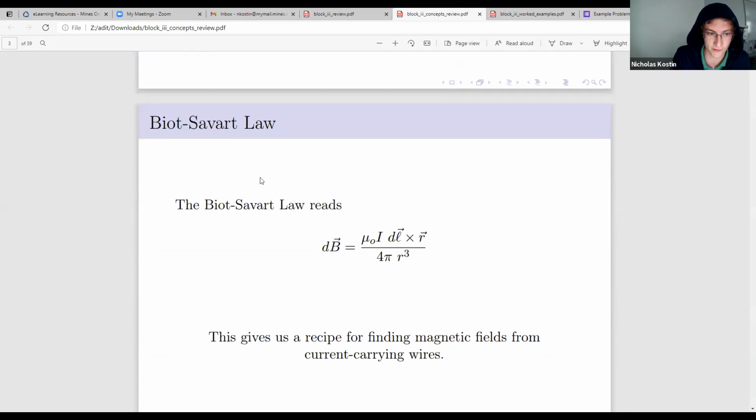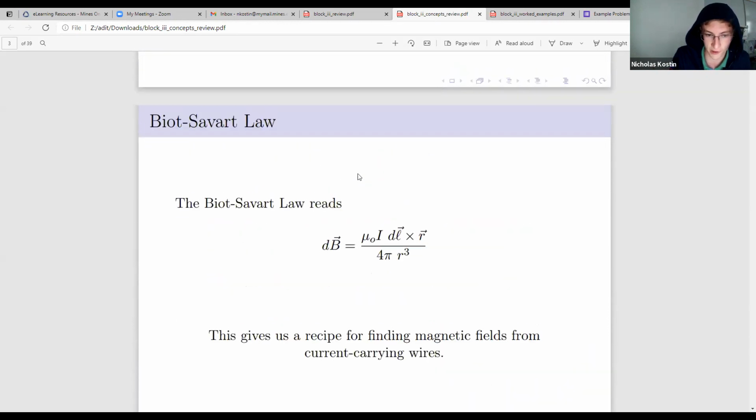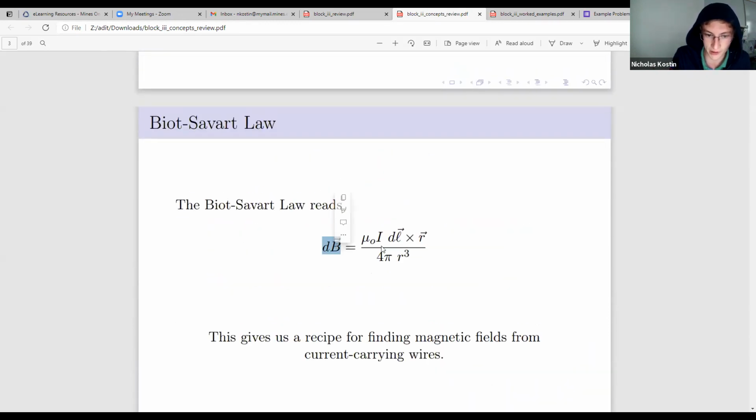And that sort of starts with the Biot-Savart law, which just reads that dB is equal to mu naught I dl cross r over 4 pi r cubed. And this is strikingly similar to Coulomb's law from block 1. It's sort of just a formula for building up a differential piece of magnetic field from its constituent components. And in fact, just like Coulomb's law depends on some amount of charge, the Biot-Savart law tells us that you won't have any magnetic field without some moving charge, without a current.